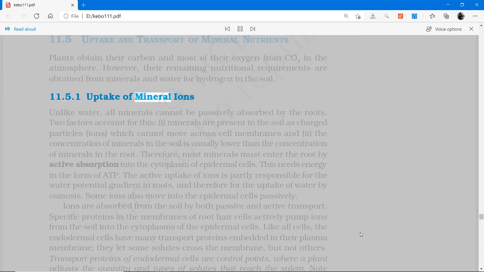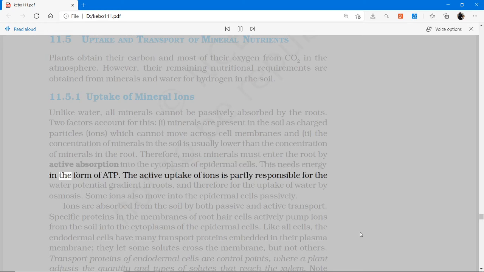11.5.1 Uptake of mineral ions. Unlike water, all minerals cannot be passively absorbed by the roots. Two factors account for this. 1. Minerals are present in the soil as charged particles, ions, which cannot move across cell membranes, and 2. The concentration of minerals in the soil is usually lower than the concentration of minerals in the root. Therefore, most minerals must enter the root by active absorption into the cytoplasm of epidermal cells.